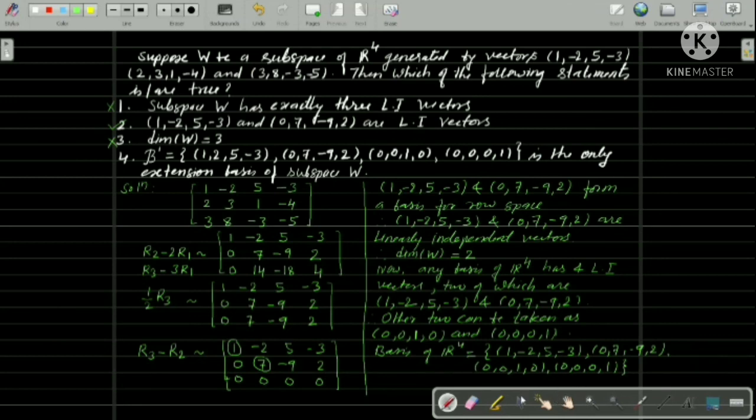Is this the only basis for R4? No. Why is this so? Because if instead of 1, I take another number, that is 2, 3 or any number, that vector also forms a basis of R4. So the basis of R4 cannot be unique. We can say that this basis is an extension of the basis, and this is not unique. This is an extension basis of subspace W, which is not unique. Therefore option number 4 is also wrong.